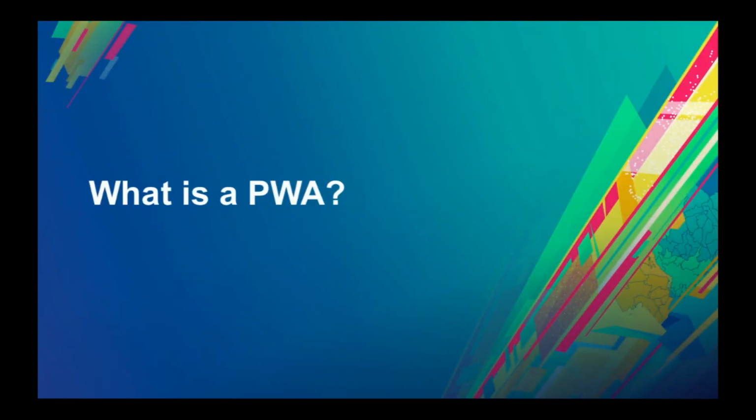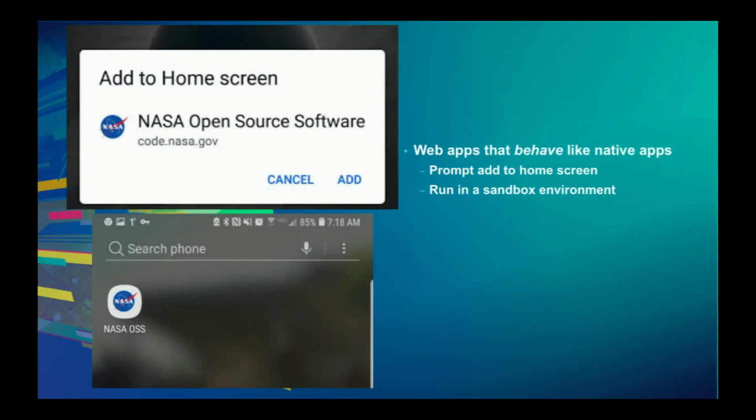So what is a PWA? If you're familiar with it, sometimes you may go to use some app on your phone and you get some annoying notification that's like, do you want to add this app to your home screen? That means that the developers have set up that site to be a progressive web app, and that you can install that app to your home screen as an icon, and it gets run in a sandbox environment on the device. And it's treated almost like a native app, not really quite like a native app.